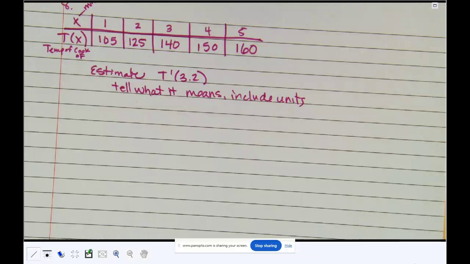T prime of 3.2 estimate is what? Oh, 10. No, you're right. Okay. So because you're doing change in y over change in x, so 150 minus 140 over 4 minus 3 is 10. So T prime is the average change, the slope. T prime of 3.2 is approximately 10. What it means is that at 3.2 minutes, the temperature of the cookies is increasing at a rate of approximately 10 degrees per minute.